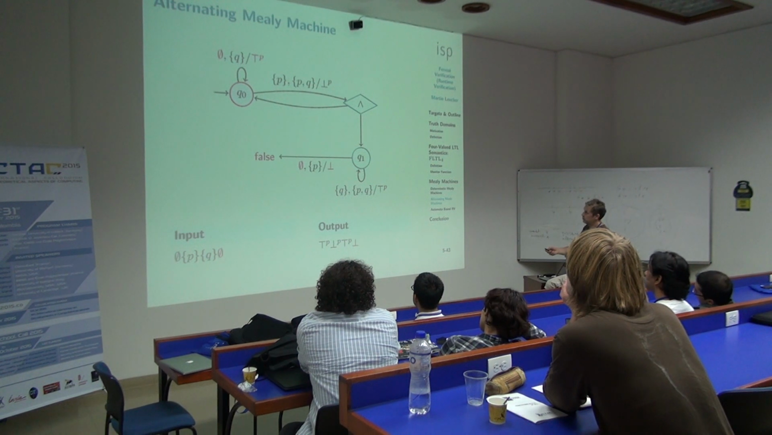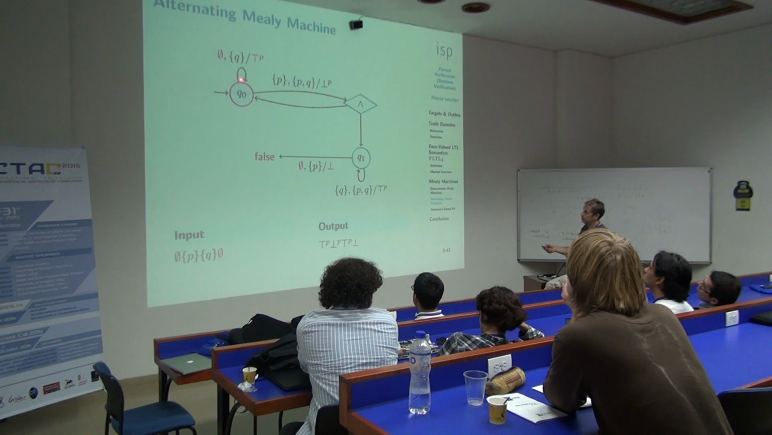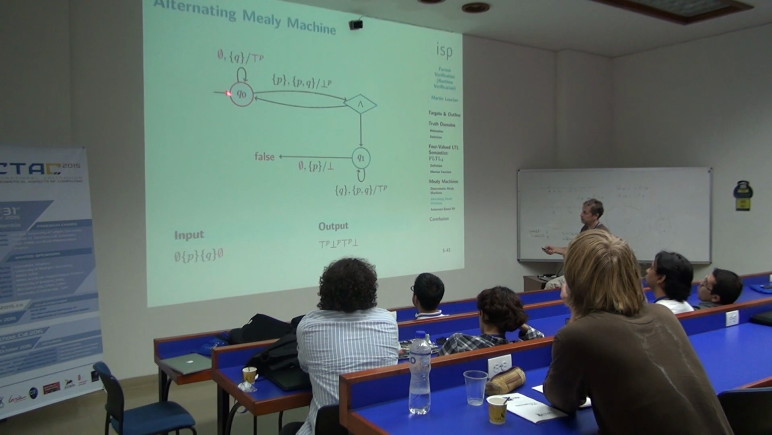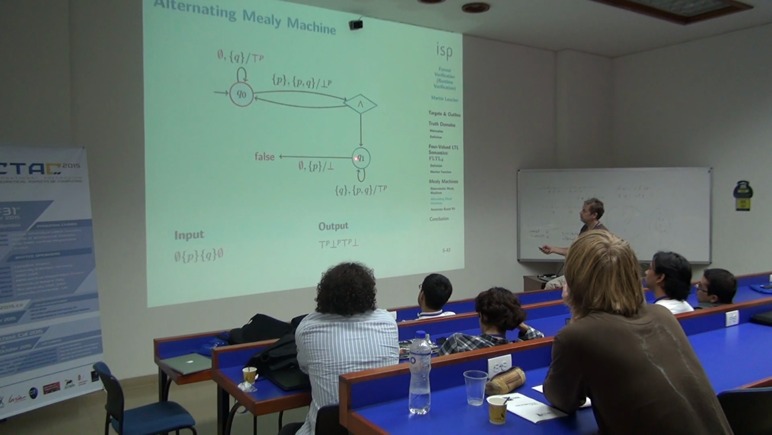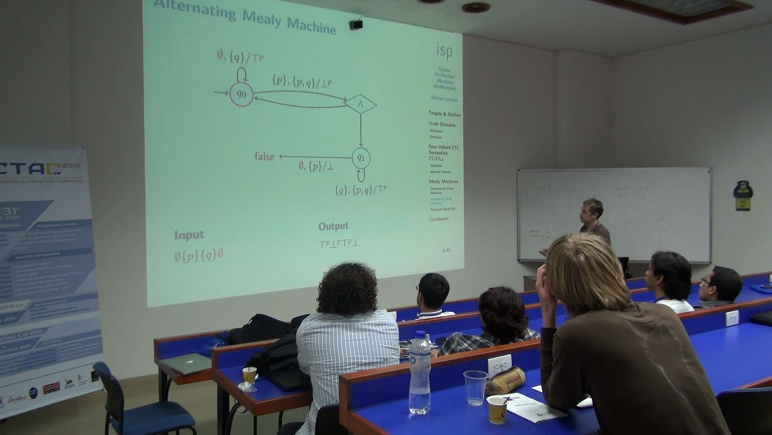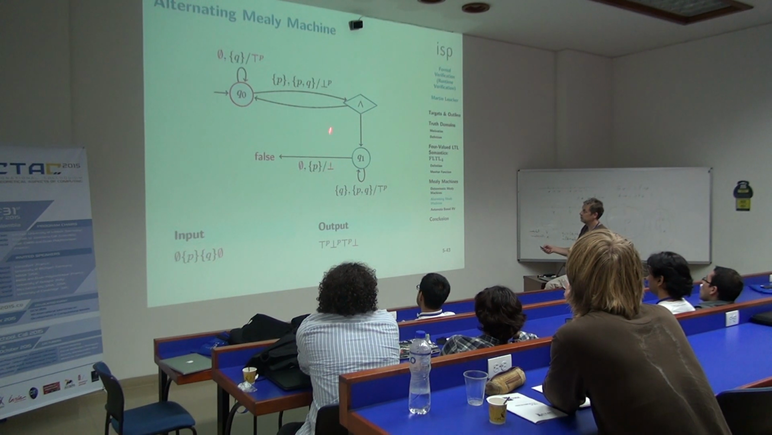Now we read the empty set. So reading the empty set means we take the cycle here and output presumably true. But we were also in Q1, so we have to read this empty set here. And here the automaton tells us to go to false and output bottom. So we take the minimum of presumably true and false, which is false.